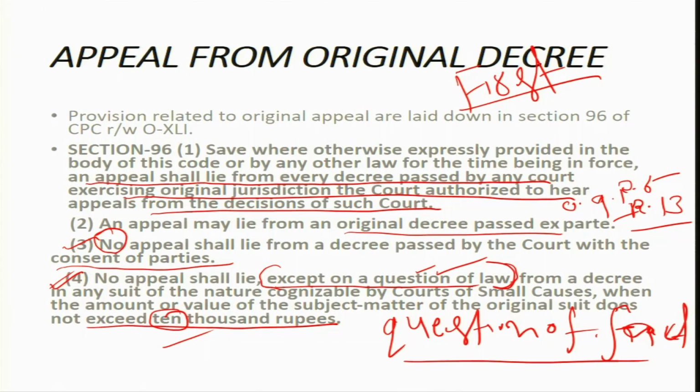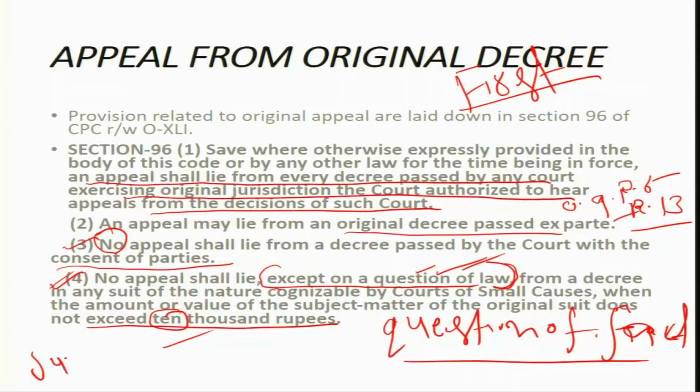On questions of fact there would be no first appeal against the decision of the small causes court, keep it in mind. There would be no first appeal on a question of fact, but on a question of law there can be appeal. Because the matter is already petty and small, if the limit is not going beyond 10,000 rupees, up to 10,000 rupees there would be no first appeal against the decision of the small causes court.